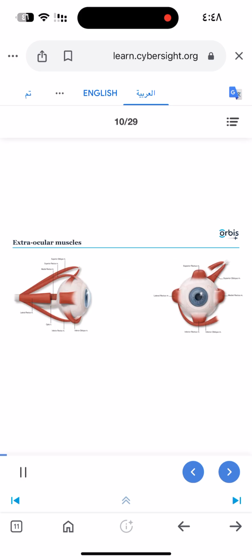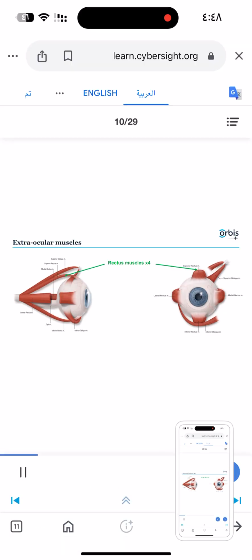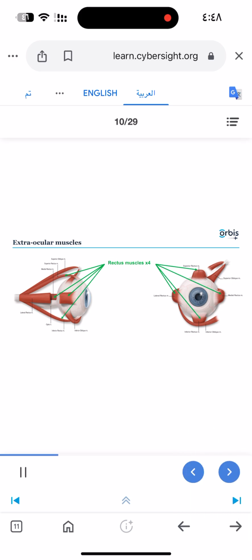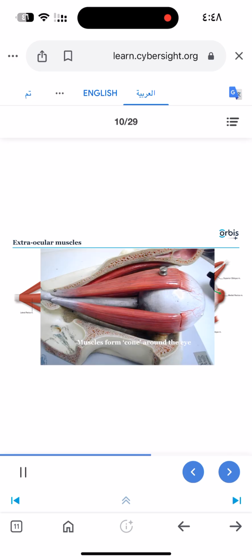We will start by looking at the extraocular muscles. There are 4 recti muscles: the superior rectus, the medial rectus, the lateral rectus, and the inferior rectus. These 4 muscles control the main movement of the eye. In addition, there are 2 weaker oblique muscles, the superior oblique and the inferior oblique, that fine-tune the movements of the eyes. These muscles, together with their associated connective tissue, form a cone around the eye.